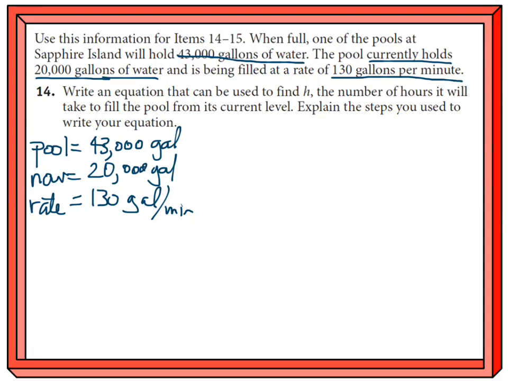Write an equation. So we're going to write an equation. And this is in the section where we only have one variable, so it's a one variable equation that can be used to find h. H is the number of hours it will take to fill the pool from its current level. So here's our variable: h equals number of hours to fill the pool.